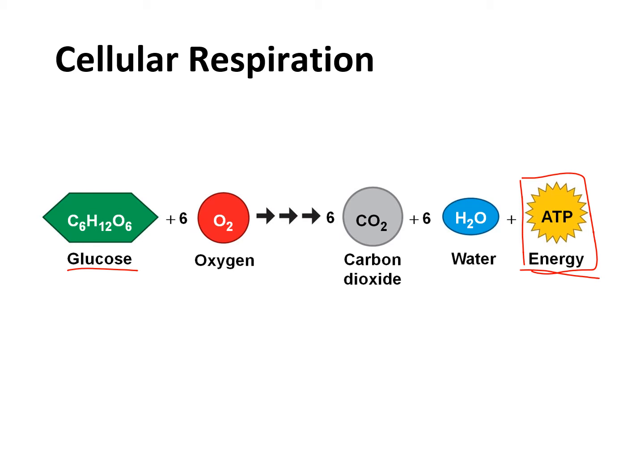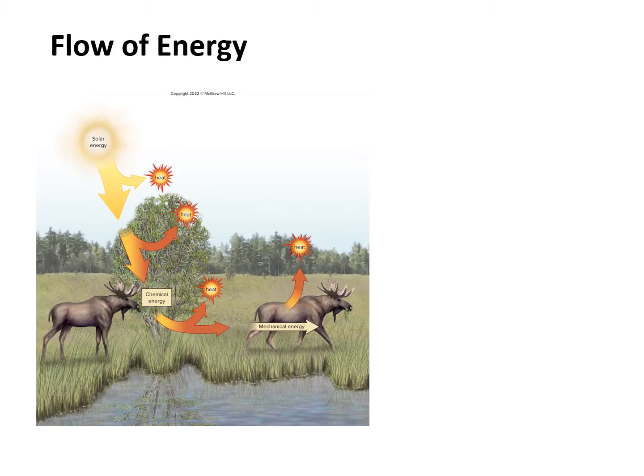The general equation is as follows. The reactants are glucose, that's a 6-carbon carbohydrate, and oxygen. After a series of reactions, energy is produced in the form of ATP, along with the waste products of carbon dioxide and water. The flow of energy describes how energy moves through an ecosystem, and it's important to understand where cellular respiration fits into the flow of energy.